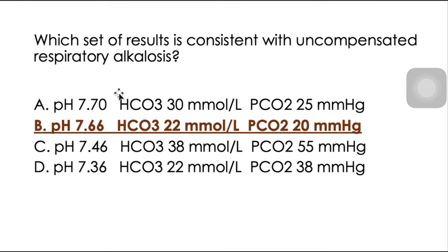Yung letter A po actually, alkalosis siya. Tapos mataas si bicarbonate, tapos mababa si PCO2. So para siyang hindi ka sigurado ngayon dito sa letter A kung siya ba ay respiratory or metabolic alkalosis. Kasi this one is a case of metabolic alkalosis, and ito naman ay case ng respiratory alkalosis. Pero merong case ng alkalosis. Okay? Yung letter B naman is uncompensated respiratory alkalosis.